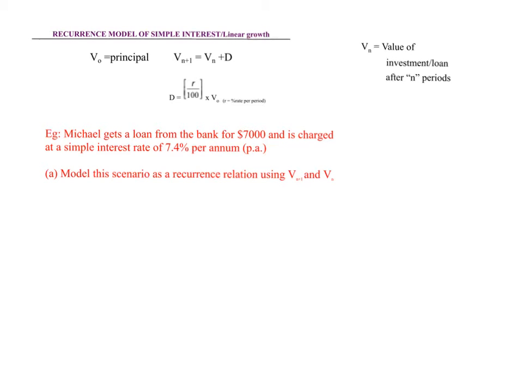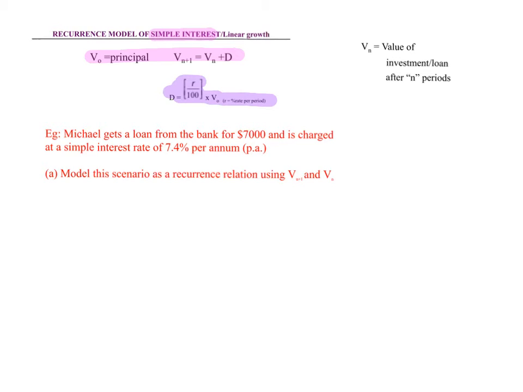If you have simple interest here, you will have a recurrence relation that follows this pattern. So if you're asked to set up, we know V0 is your initial amount, and you need to be able to find this D. And here's the formula to find D. You're going to take the rate, the interest rate, over 100, and then times it by your initial. Let's do this little example together.